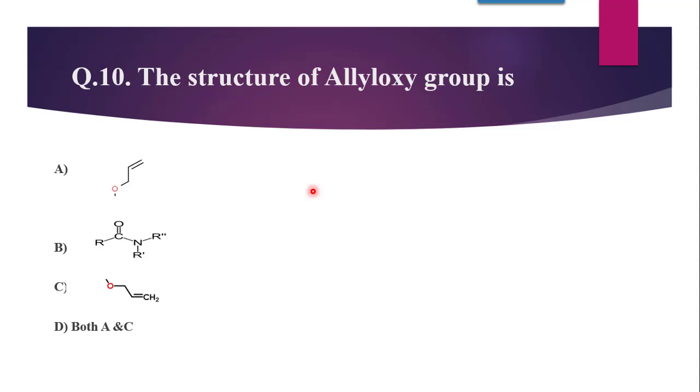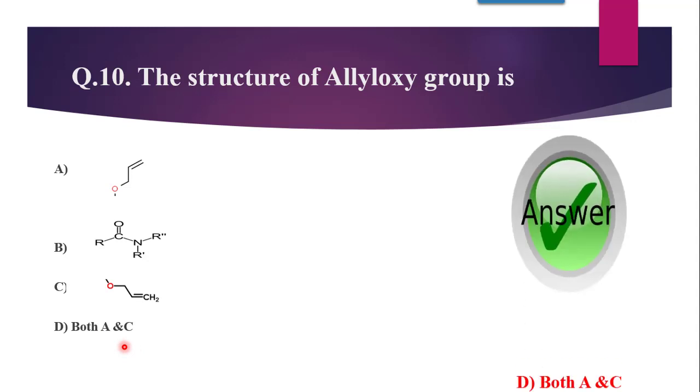Next question is question number 10. The structure of allyloxy group is. Now allyloxy group is both A and C here. CH2 double bond O, this oxy and allyl. So it is both A and C.